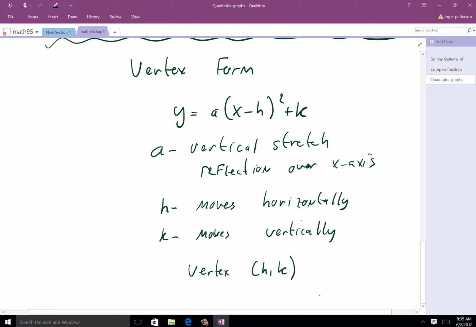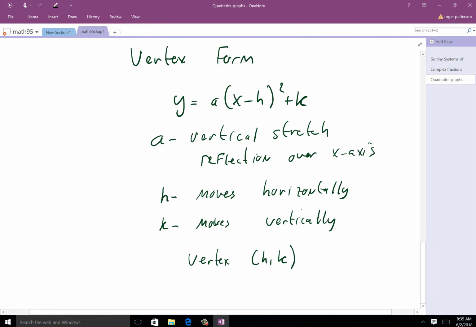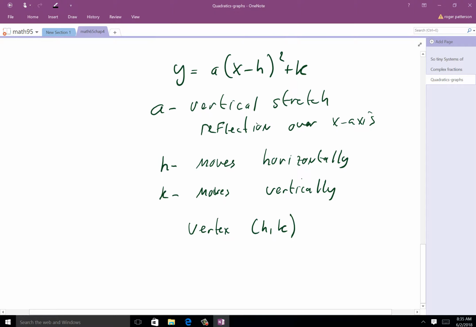Now, if it was up to me, I'd like all these parabolas to be in this form because I can tell a lot about these. I can find the vertex, I can sketch it, I can do a lot with vertex form. I like this one. Okay, we're done with that one.